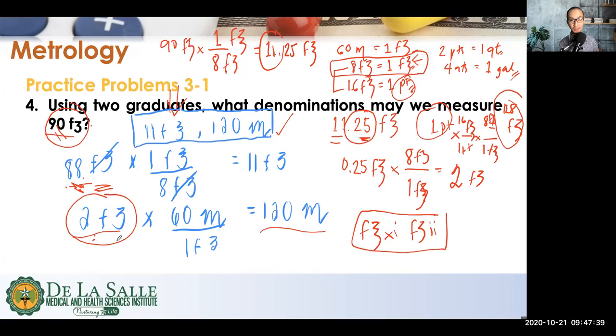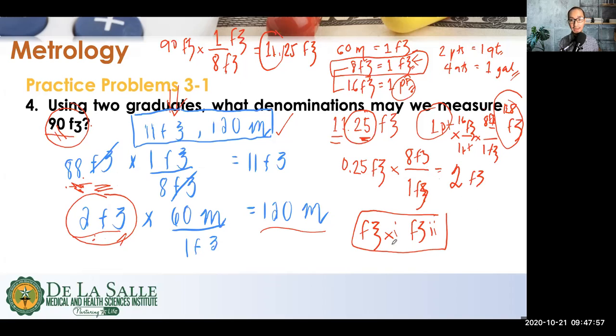So actually you can already stop here, no? If you have the two graduates which are calibrated in fluid ounces and fluid drams, then your answer could be this one. Itong nandito.